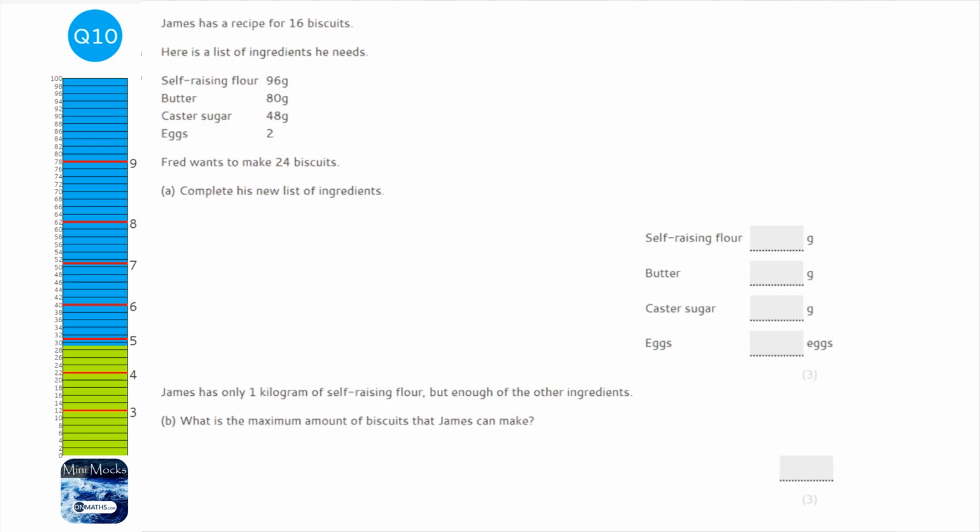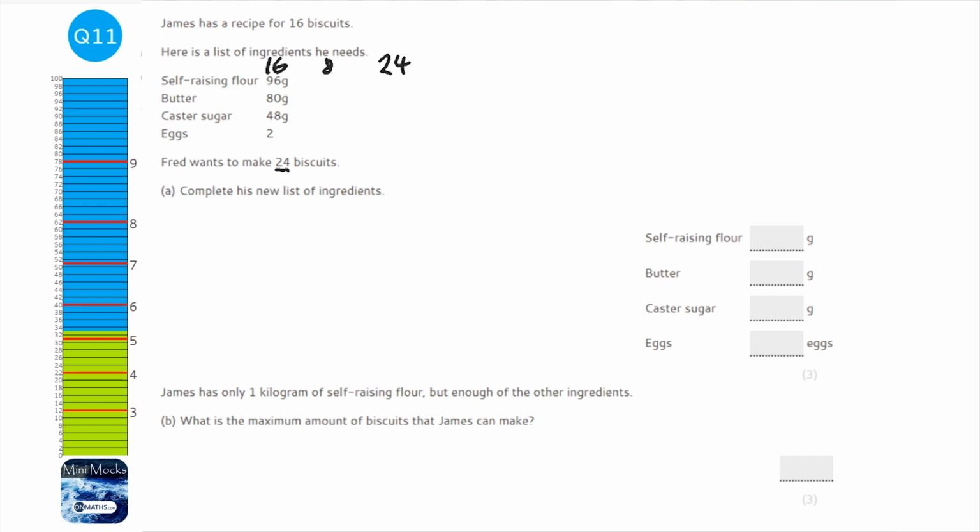Okay, so this is a standard recipe question. The important thing to realise is that these ingredients are for 16, and we want to try and get 24. So I can't go straight from 16 to 24. Well, I can, but without using fractions. So what I'm going to do is work out how much I need for 8, and then I'm going to times that by 3 to get 24.